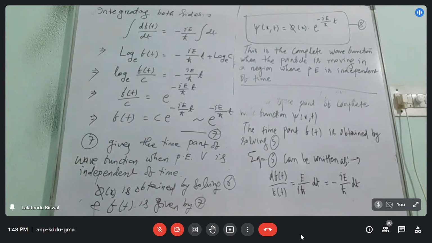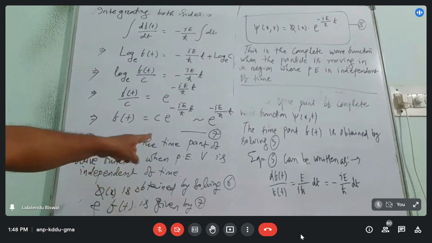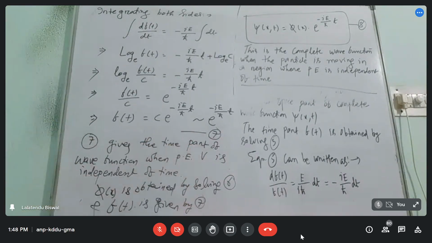So in the cases where the potential energy does not depend on time, you need not have to solve the Schrodinger time dependent equation. You can solve the Schrodinger time independent equation to get the space part of the complete wave function, because the time part of the complete wave function is already obtained here. And then multiplying both of them, you can get the complete wave function.